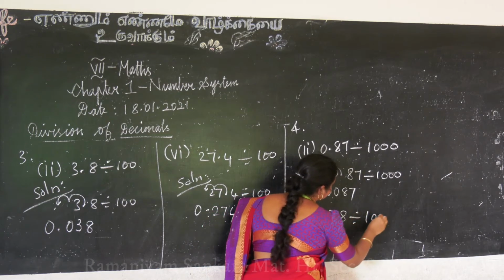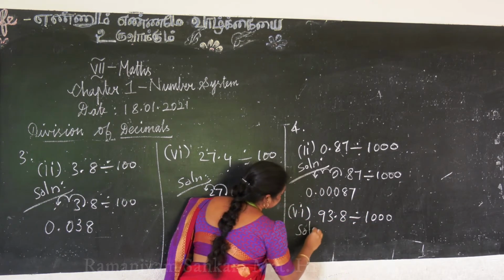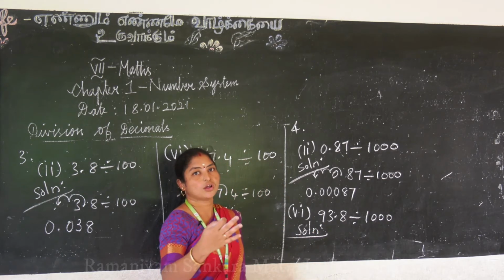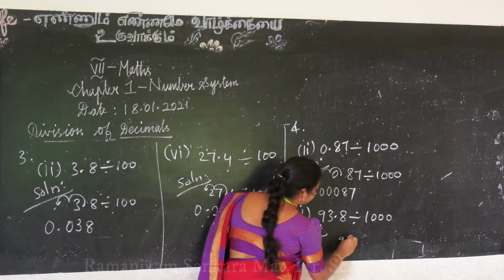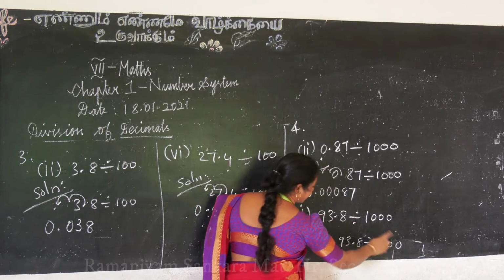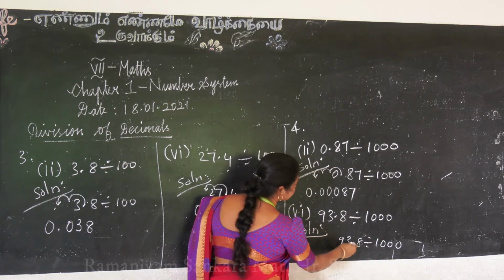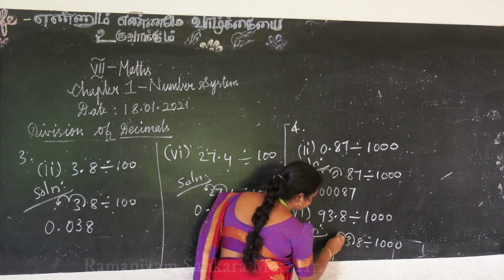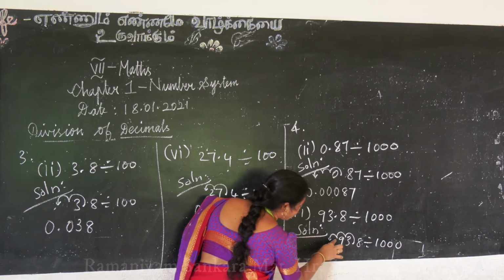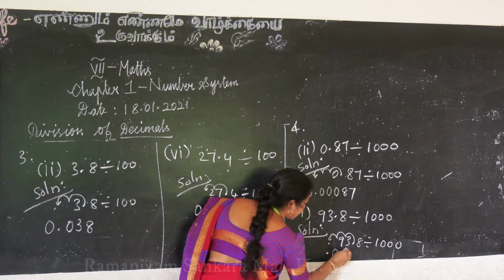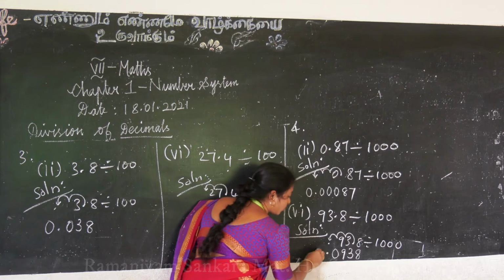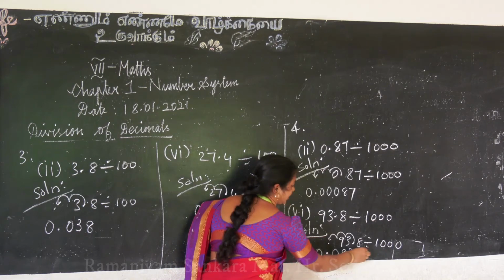Next, sixth sum. 93.8 divide 1000. These are the same method only. Dividing by 10, 100, 1000 is the same method. So 93.8 divide 1000. See, there are 3 zeros, so we have to move 3 steps towards the left side. 1, 2, next 3. Here at the point there is no number, so 0, 9, 3, 8. So 0.0938.